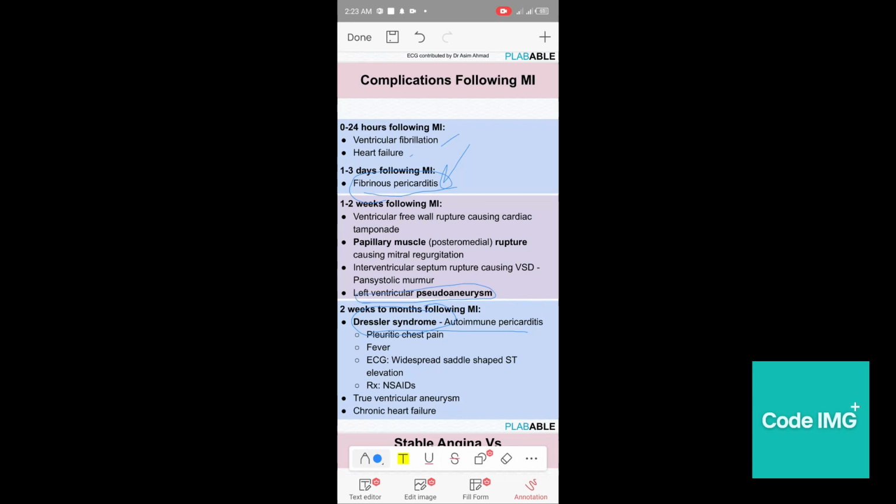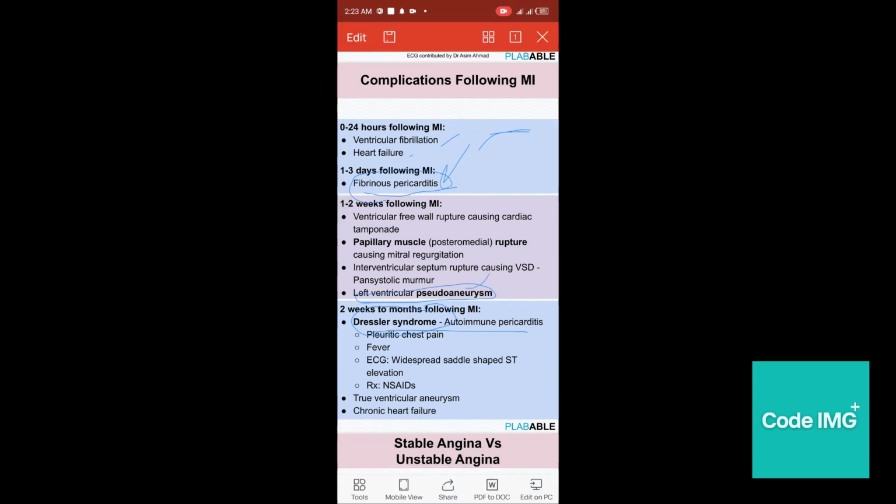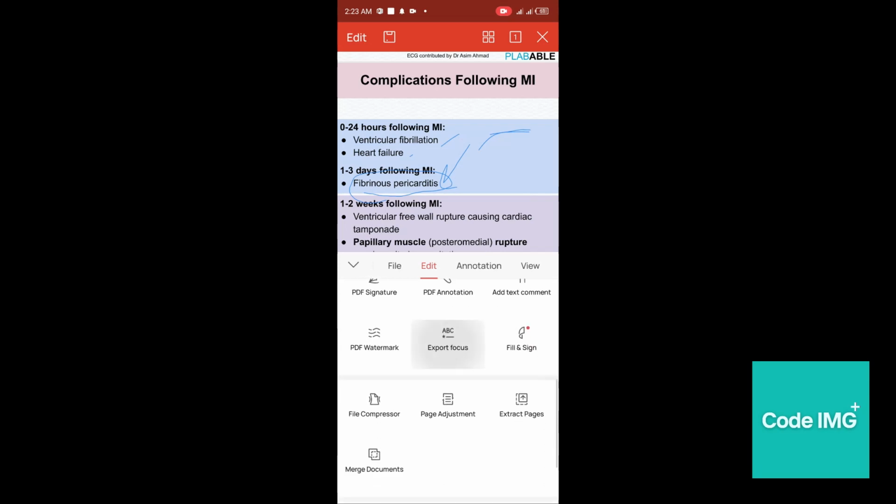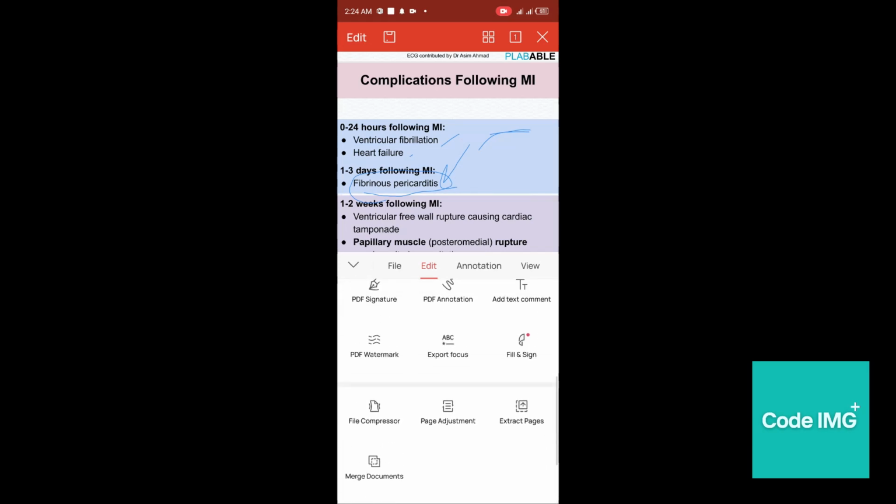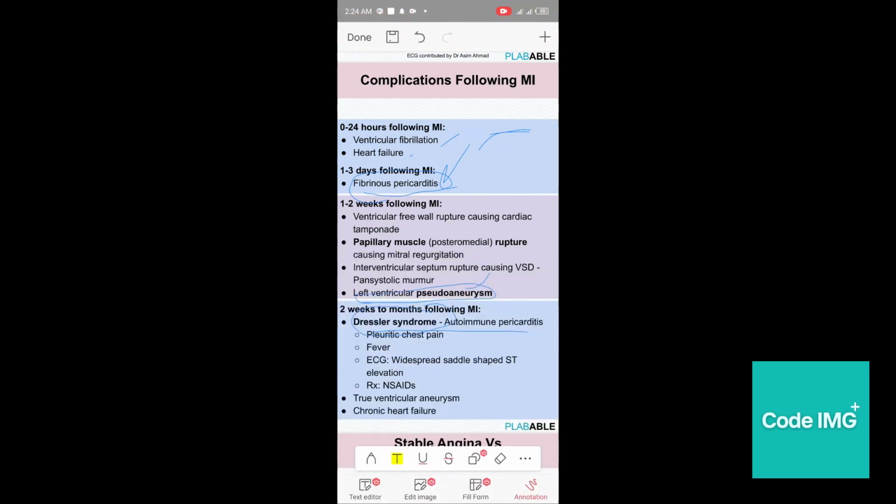If an aneurysm is formed, the patient has persistent ST elevations even if you have done some intervention. So if there are persistent ST elevations and you have done PCI or thrombolysis, one thing you think of is pseudoaneurysm, but remember that it doesn't develop early. It's in 1 to 2 weeks, not before that. And after 2 weeks, it's Dressler syndrome, true ventricular aneurysm, and chronic heart failure.